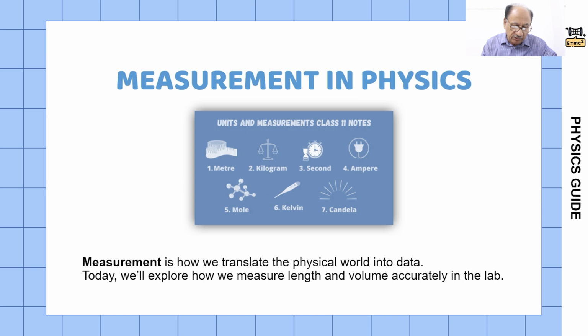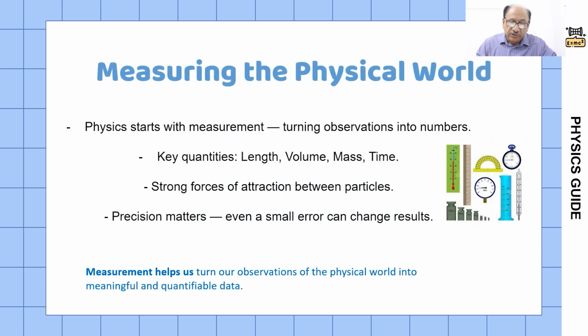Measuring measurements in physics. What are measurements? Basically, measurement is how we translate the physical world into data. We are measuring, for example, a length or volume accurately in the lab, and different equipment we are using for measurements. Physics starts with measurements, turning observations into numbers. We are taking readings from a meter rod, thermometer, mass meter, and the key quantities which we measure are length, volume, mass, and time.